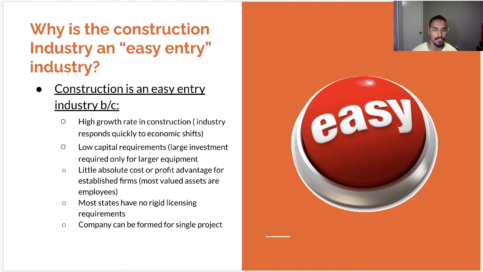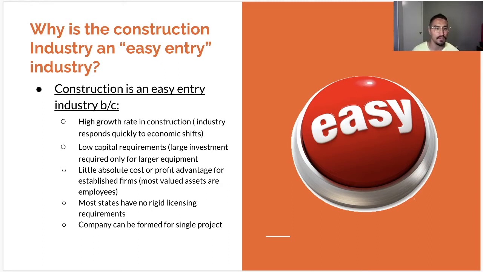So why is the construction industry an easy entry industry? First of all, the industry responds quick to economic shifts. This means when the economy is doing well, there's more construction, and when the economy is down, there's less construction. Another reason is that it doesn't require a lot of capital to start a project, and the companies that are established have little advantage over new companies because there's just not a lot of advantage. The companies that are established, that are doing work already, don't have an edge versus new companies. Most states have no rigid licensing requirements, and companies can be formed for a single project.